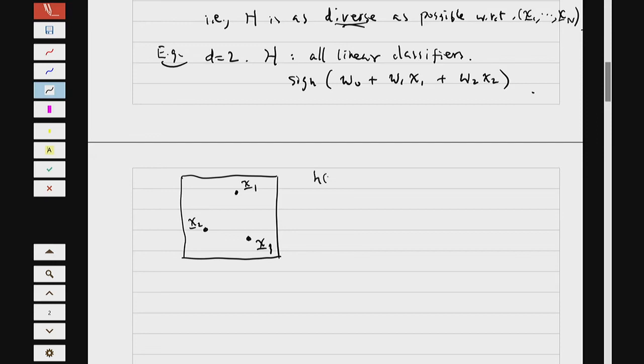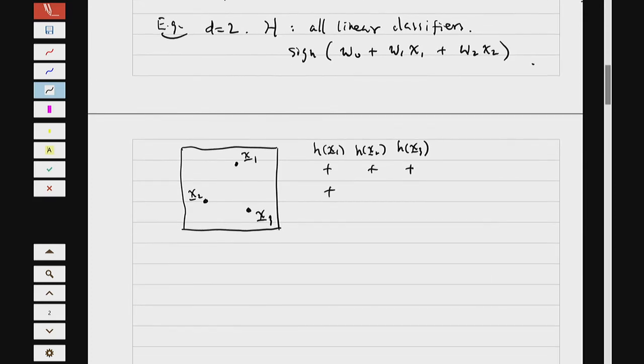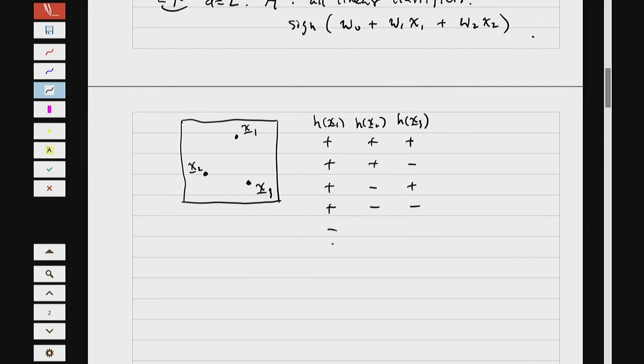So we can have h of x1, h of x2, h of x3, right? You can have plus, plus, plus, right? And then you can have plus, plus, minus, yeah? Plus, minus, plus, just write it down systematically like that, and then the rest will be minus, yeah? And the minus side turns out to be just symmetrical. You just flip the order. So for any conclusion, you just need to study the plus side, and then the rest will be by symmetry.